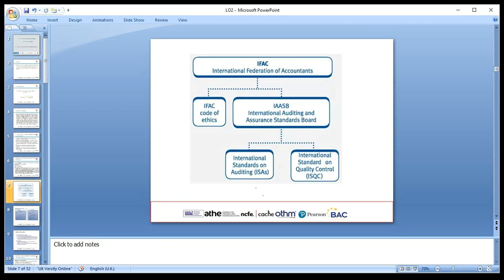The International Federation of Accountants gives the International Code of Ethics. They have the International Auditing and Assurance Standards Board, the IAASB. Then they have the International Standards on Auditing, like we have International Accounting Standards. We have International Audit Standards as well. Then we have the International Standard on Quality Control, because audit quality needs to be maintained.